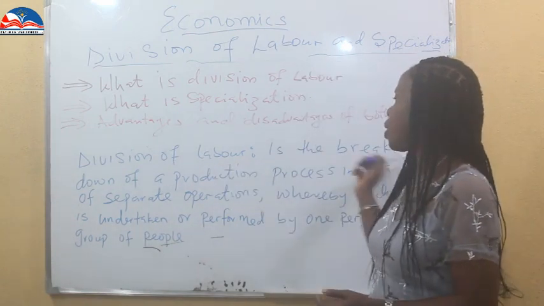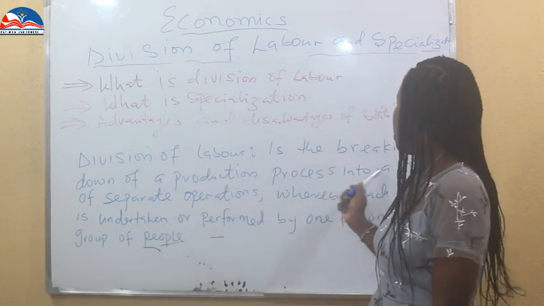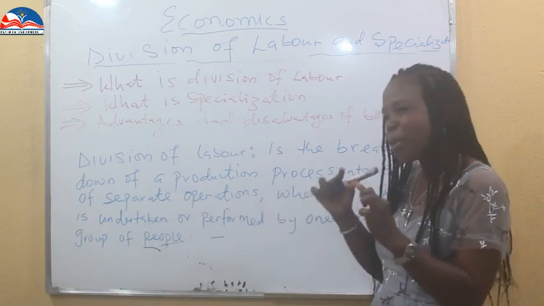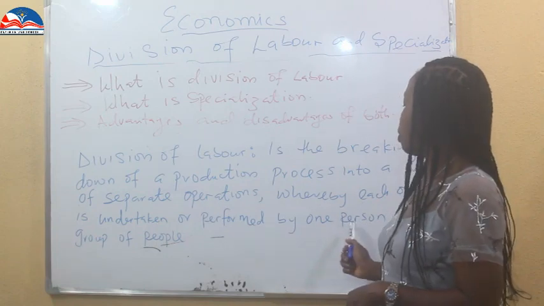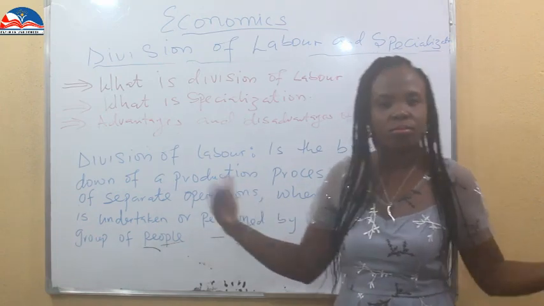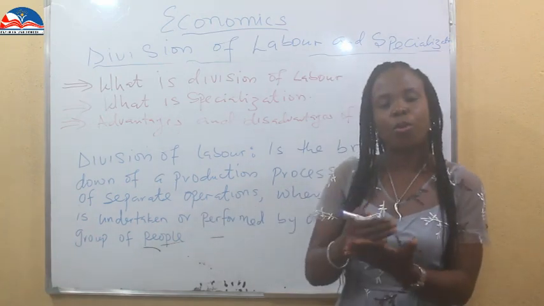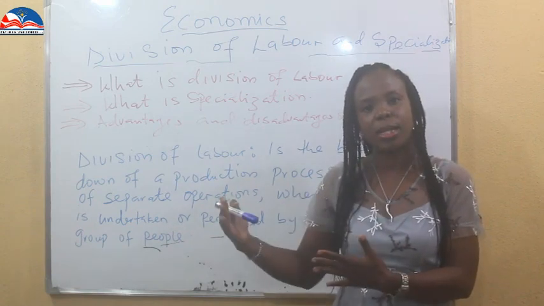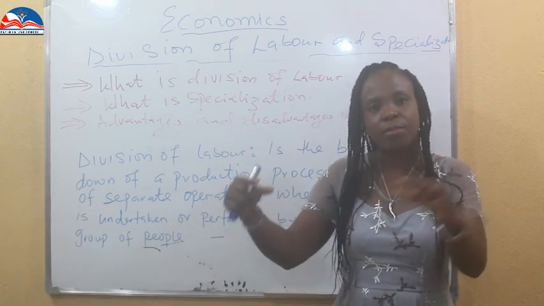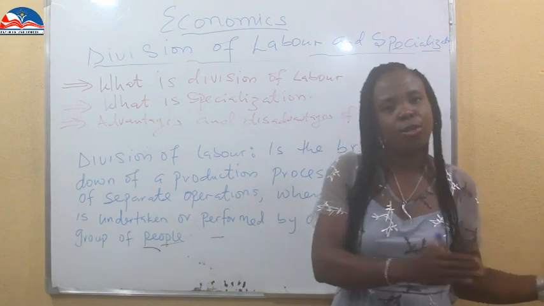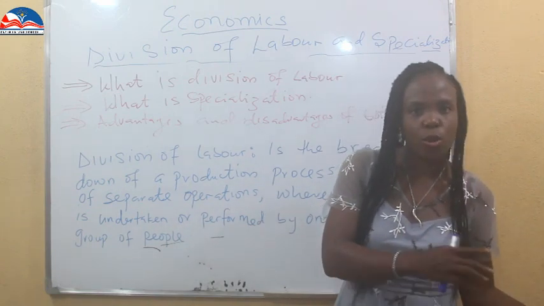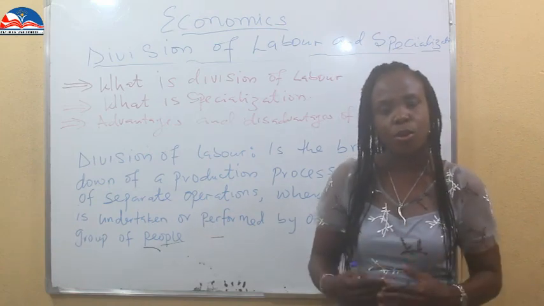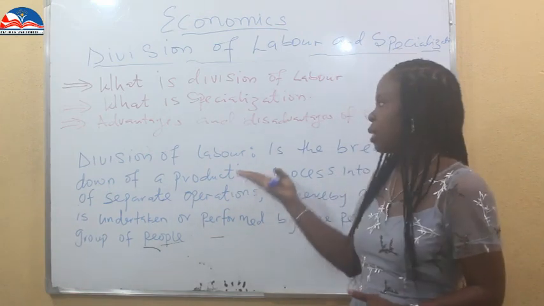Division of labor is a breaking down of production process into a number of separate operations, whereby each operation is undertaken or performed by one person or a group of persons. That's just division of labor. So a group of persons or a person undertake that process. It is broken down into process, and each process is undertaken by individuals or group of persons for the production process to be complete. So that is division of labor.